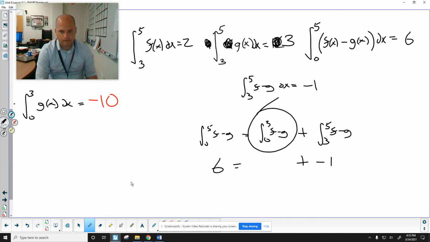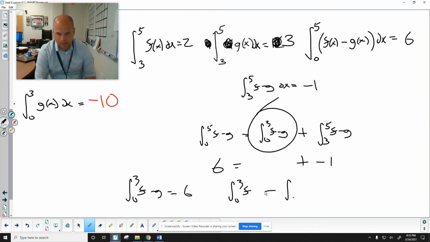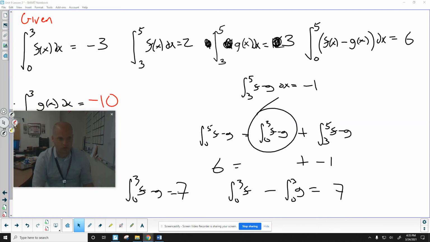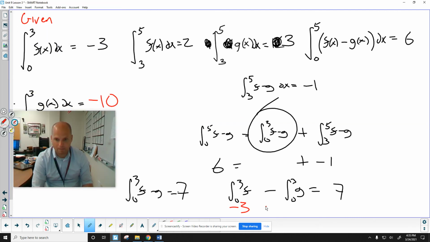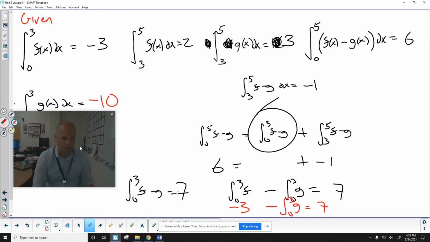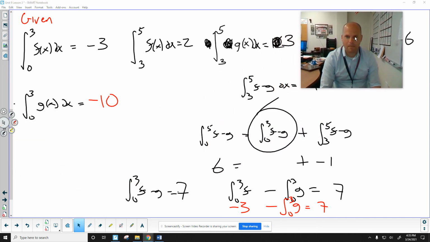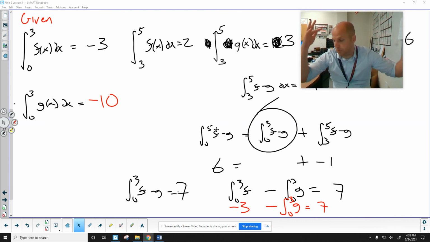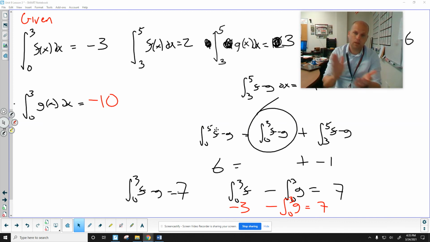But be careful. If this has to equal 7, that means 0 to 3 of f minus 0 to 3 of g has to equal, why did I put 6? I meant 7. 0 to 3 of f was negative 3. Negative 3 minus 0 to 3 of g equals 7. Add 3, take the opposite, and you get that negative 10. That might be a little bit more involved, might be trickier than splitting up that first one to begin with. That actually looked nice. Okay, that's it.